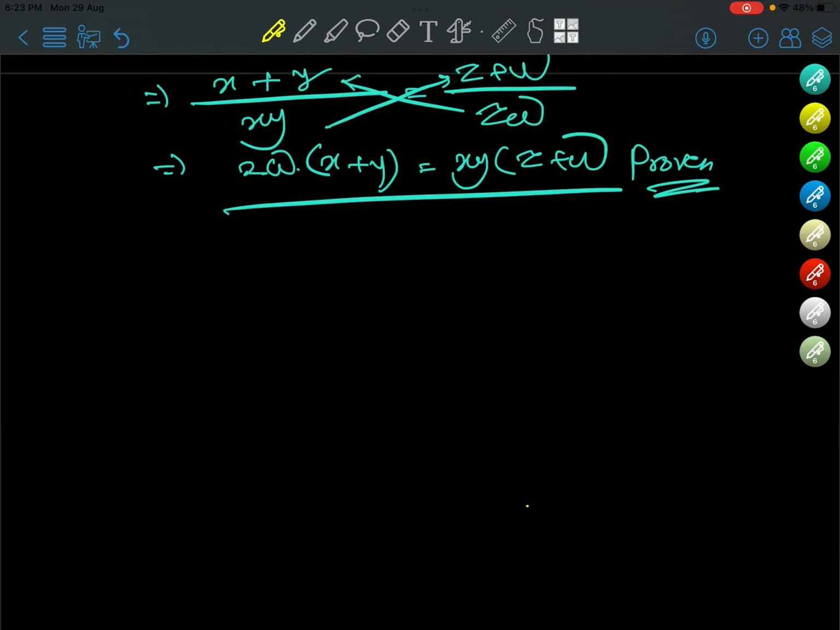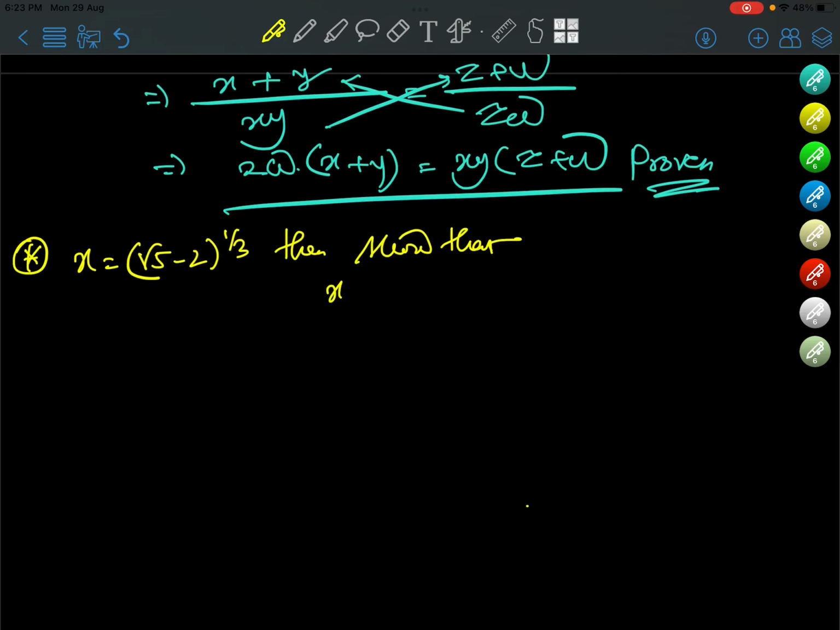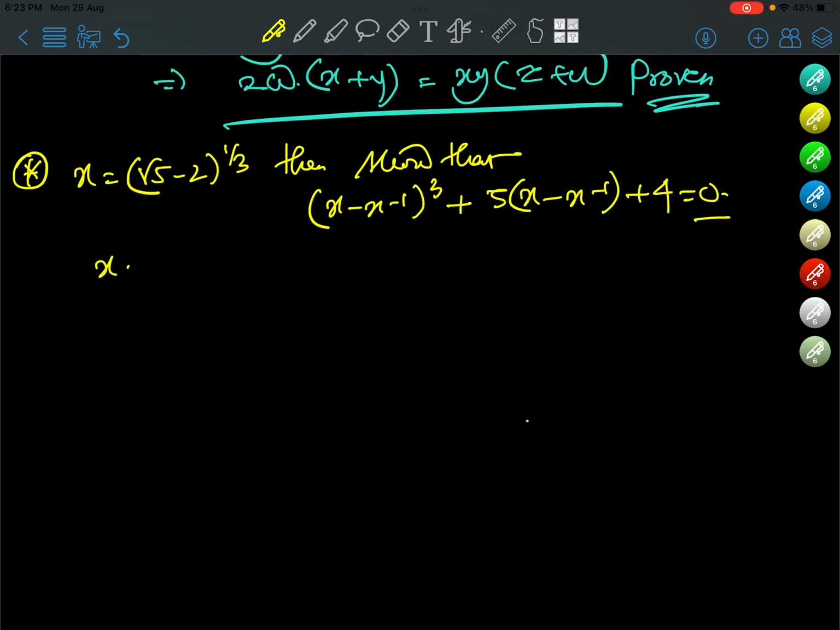Now the next problem. Next problem is quite different from the previous ones. The problem is: x equals (root 5 minus 2) to the power 1/3, then show that x minus x to the power minus 1, whole cube, plus 3 into (x minus x to the power minus 1) plus 4 equals 0. Now what is given? The given thing is x equals (root 5 minus 2) to the power 1/3.